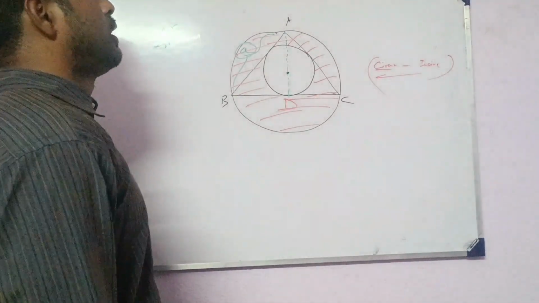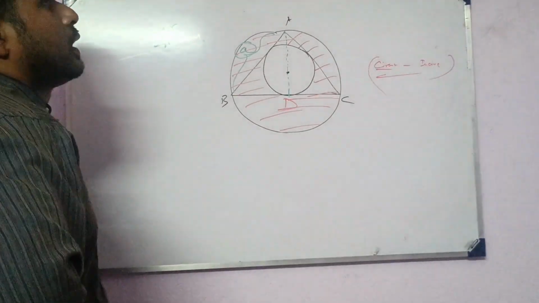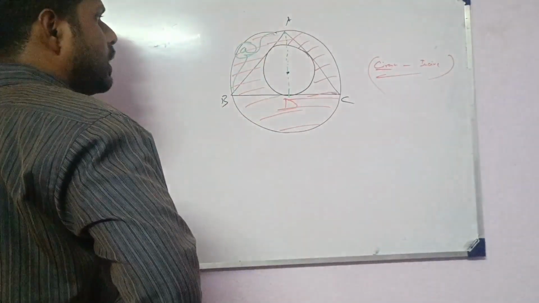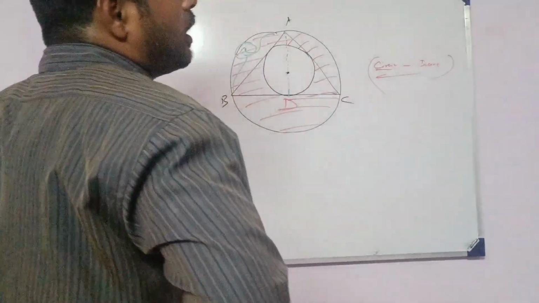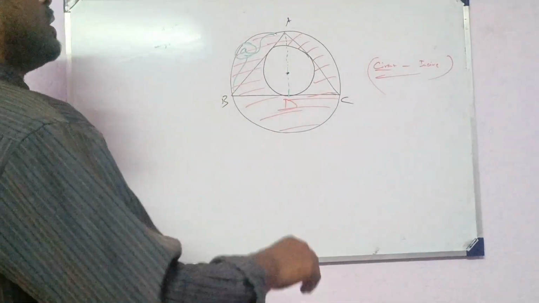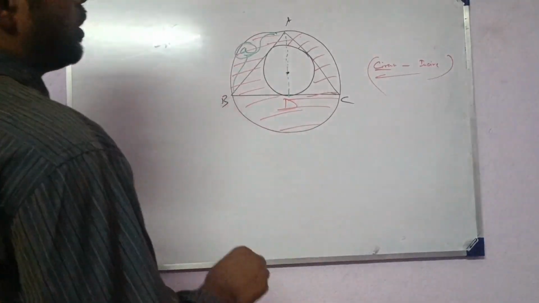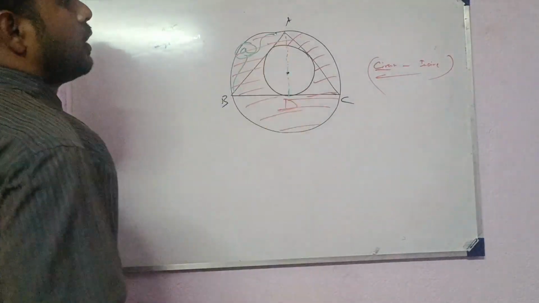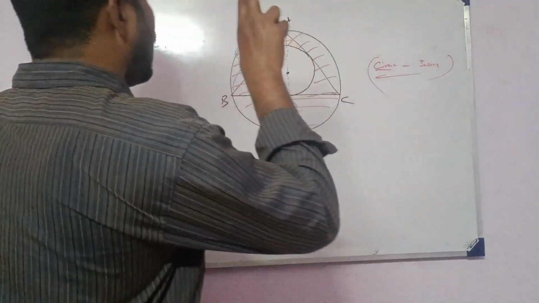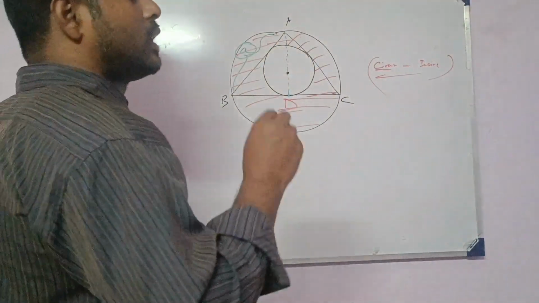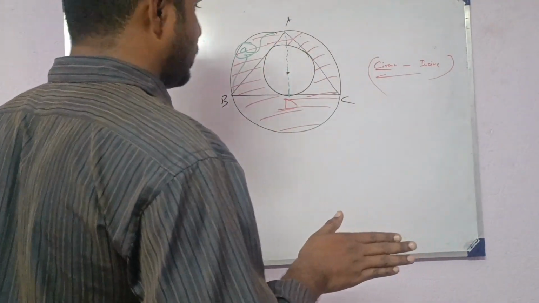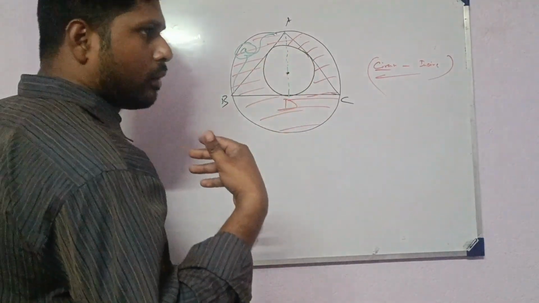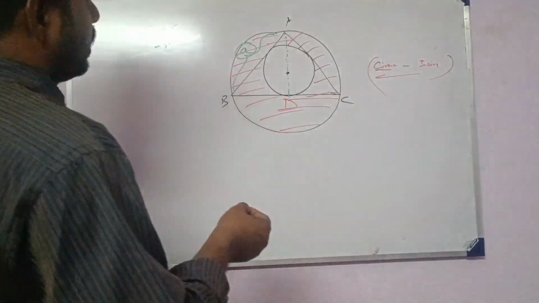For an equilateral triangle, the circumcircle and the incircle have the same center. I mean to say the circumcenter and the incenter are the same thing, and they will be on the median AD, which is also the height of the equilateral triangle. In an equilateral triangle the median is the height, and the circumcenter and incenter lie on the height.